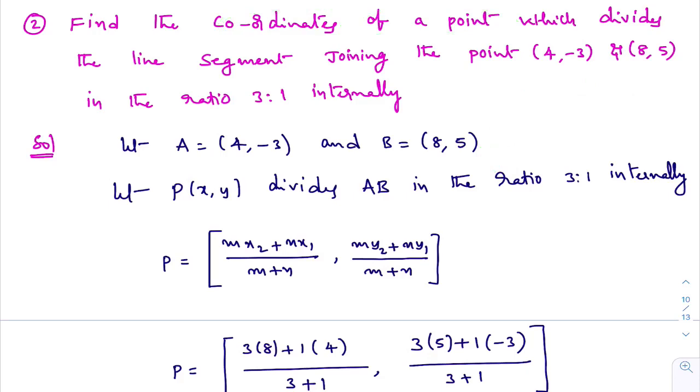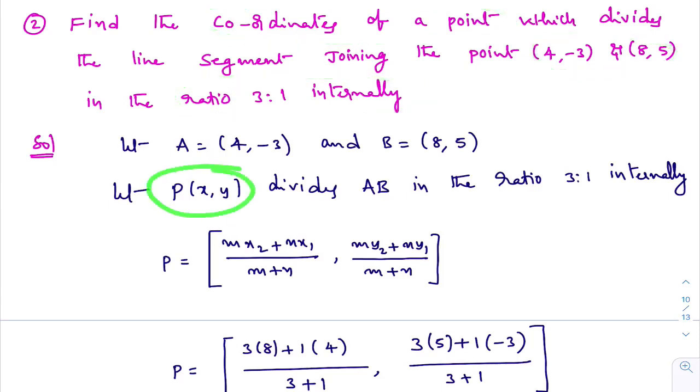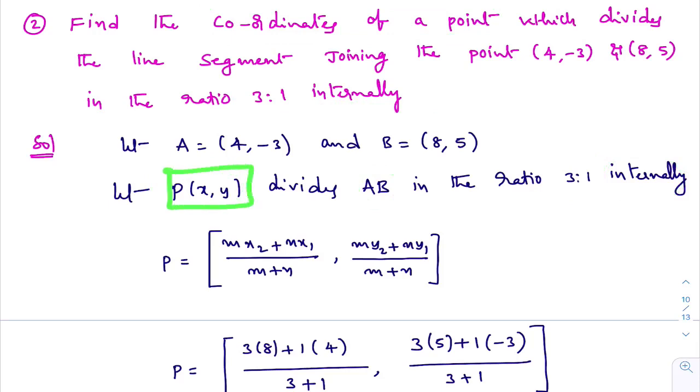First I'll take the given points. I'll take this as A. Look here, I have taken this as A. Now I'll take this as B. Now what do I need to find? I need to find the coordinates of a point which divides the line joining these 2 points in the ratio 3:1 internally. So I have taken P as a point which divides AB in the ratio 3:1 internally. What they are asking to calculate is the coordinates of a point. I have taken P as that point. So finally I need to calculate the point P.